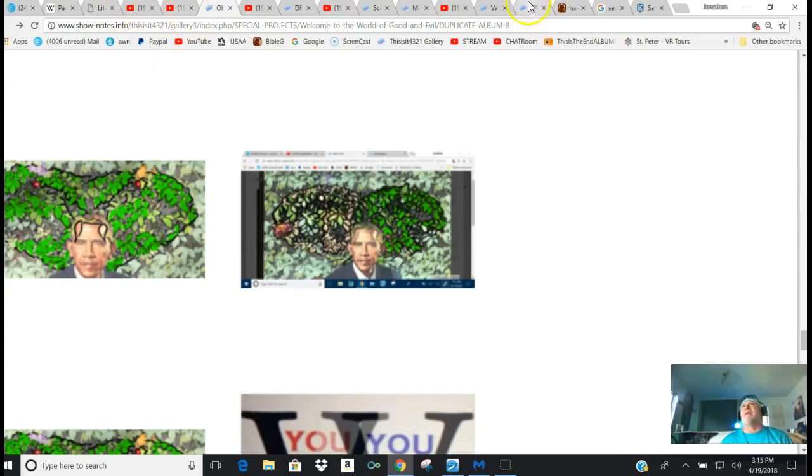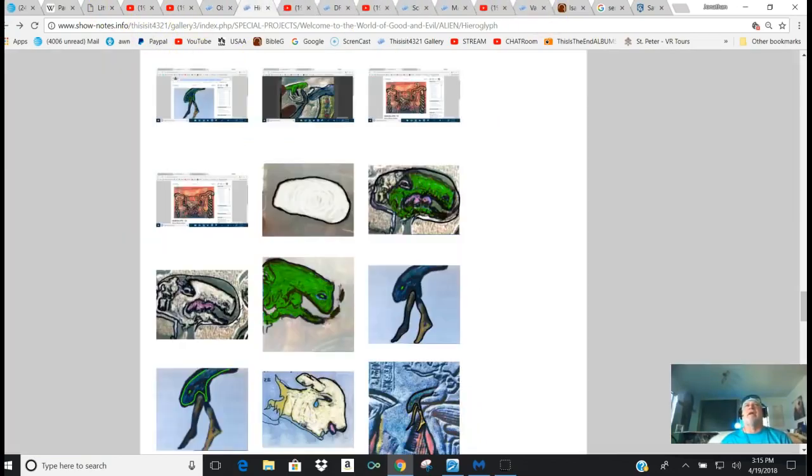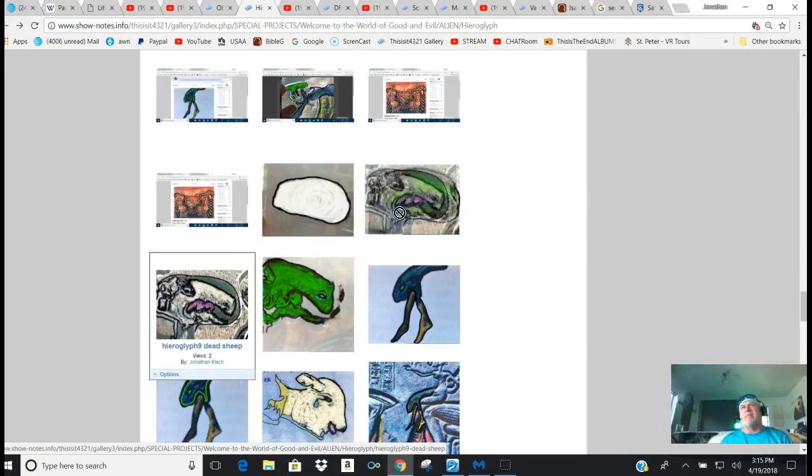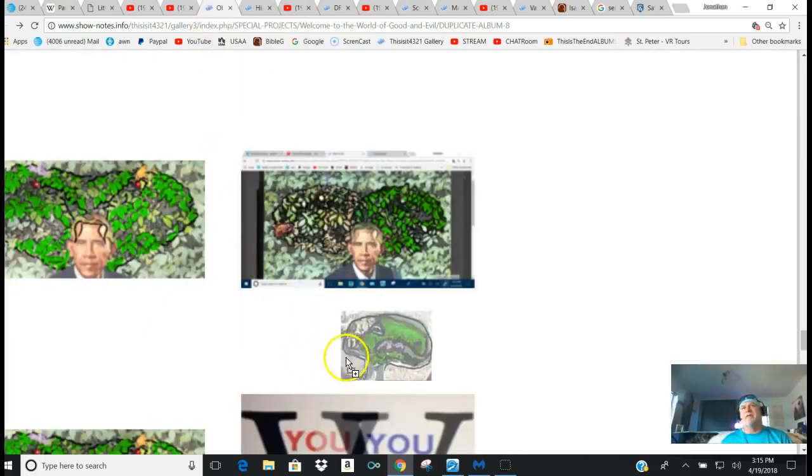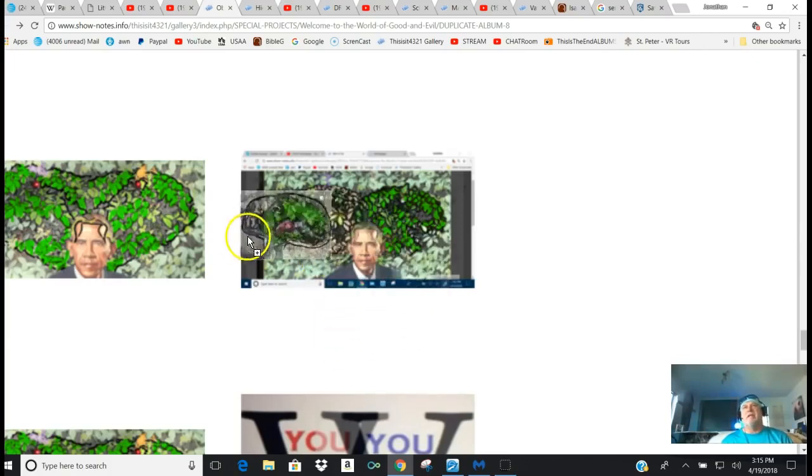Okay, so let me drag that over there. I'm going to take the hieroglyph and go over here. I'm going to take this image of a dead sheep. Okay, there's the dead sheep right there. Okay, there's the dead sheep and the reptile in the same egg, which is the head of the kid. Now I'm going to go show you what the grown up image is. Now he's grown up, and his name's Barack Hussein Obama. There it is, it's hatched. Dead sheep, reptile. It's hatched.